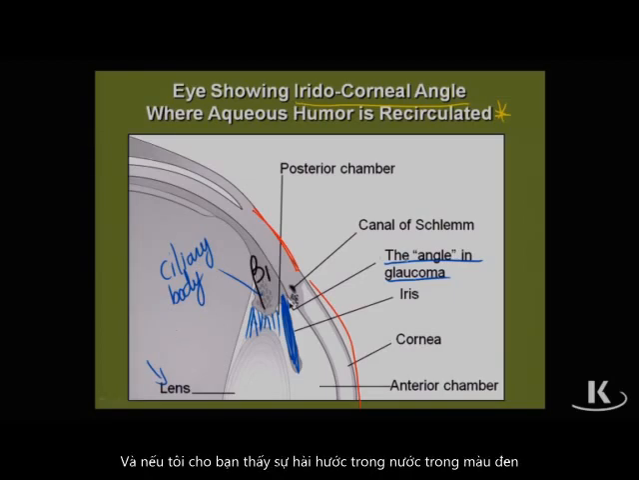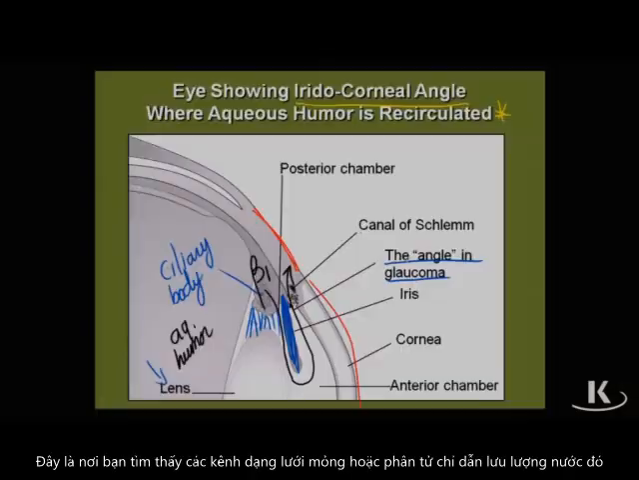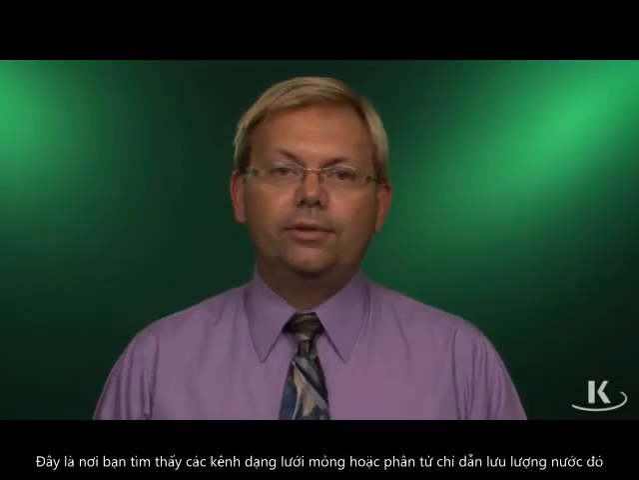And if I'm showing you aqueous humor in black as an arrow, it is made at the level of ciliary bodies as an ultrafiltrate of plasma, bathes the posterior chamber of the eye, gets through the pupil into the anterior chamber, and gets recirculated in the angle of the iris and the cornea. This is where you find the canals of Schlemm or trabecular meshwork that just drains that aqueous humor.